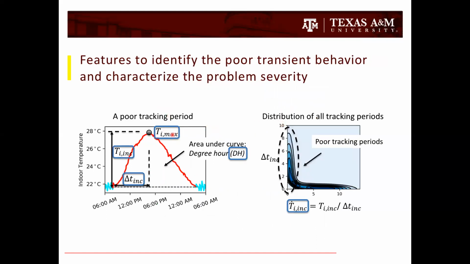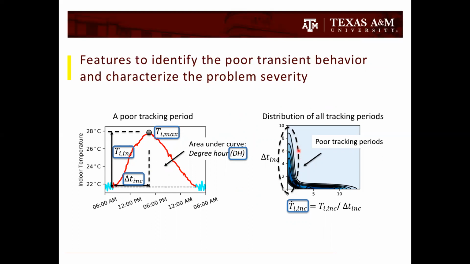To identify the poor tracking periods, 5 features are extracted from the cooling tracking mode. They are the increase of indoor temperature, increase time, indoor temperature increase rate, maximum indoor temperature, and the degree hour above set point. The poor tracking periods have significant increase of indoor temperature, long increase time, and small indoor temperature increase rate.